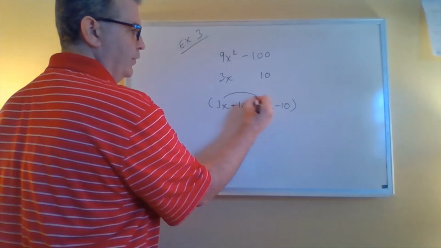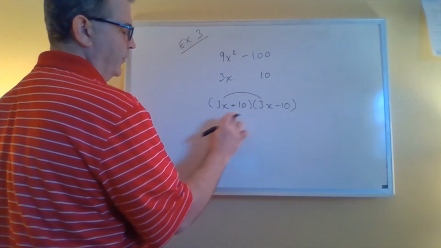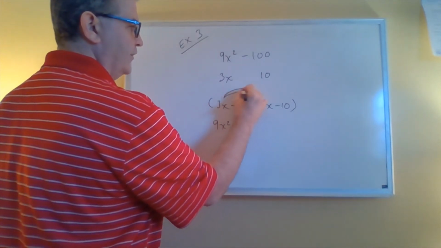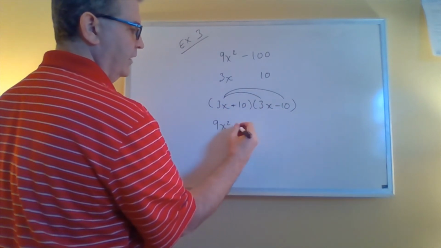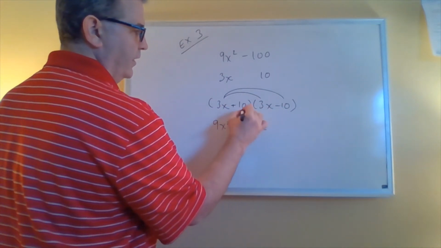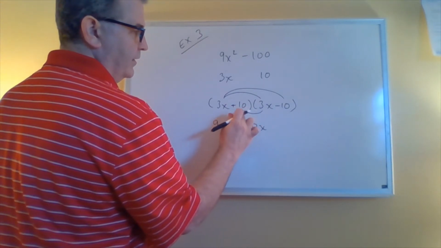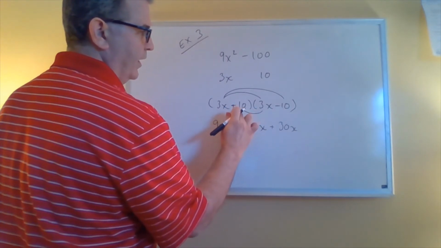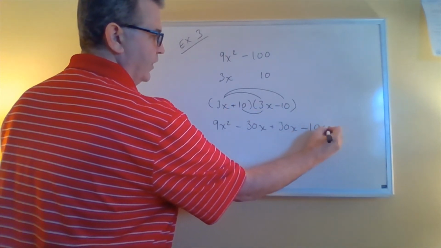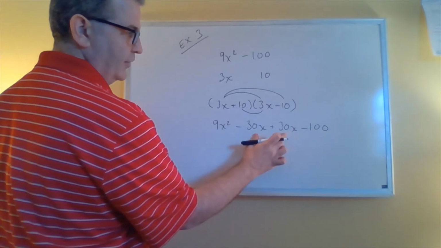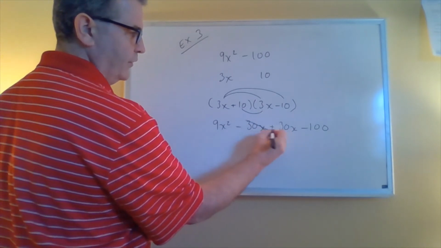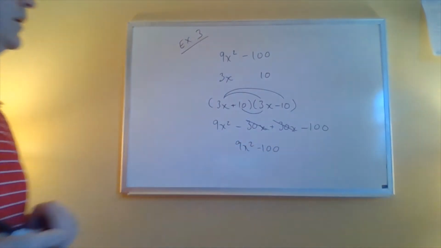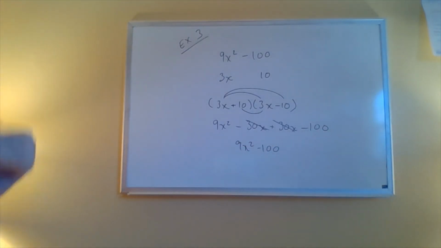If we wanted to FOIL, we do our first terms, 3x times 3x equals 9x squared. We do our outside terms, 3x times a negative 10, that's a negative 30x. Our inside terms here, we get 10 times 3x, that's a positive 30x. And then finally, a positive 10 times a negative 10 is negative 100. You can see how these are going to cancel each other out, a negative 30x and a positive 30x. And that leaves us with 9x squared minus 100. Okay. So hopefully those few examples help on this part of it.